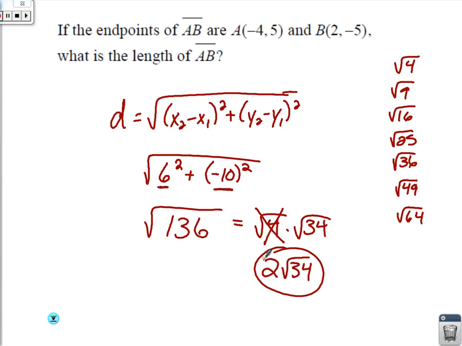If I want to approximate, the square root of 136, that's not quite 12, is it? It's 11.66. So approximate, and exact.